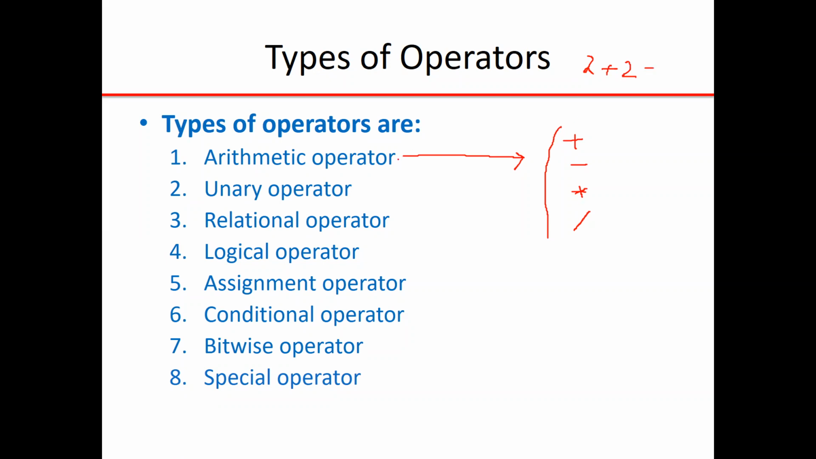So plus is the arithmetic operator, minus is the arithmetic operator. So we have a very rich list of types of operators: arithmetic operator, unary operator, relational operator, logical operator, assignment operator, conditional operator, bitwise operator, special operator. So there is a very rich list of operators in this language. We have to learn each and every type of operator in this lecture.